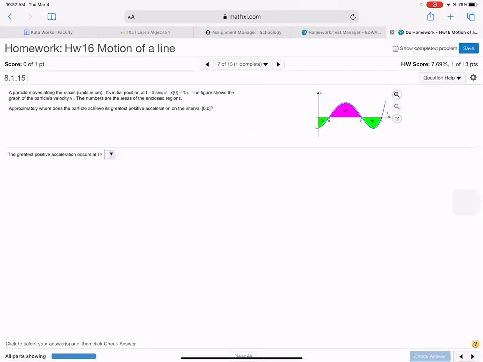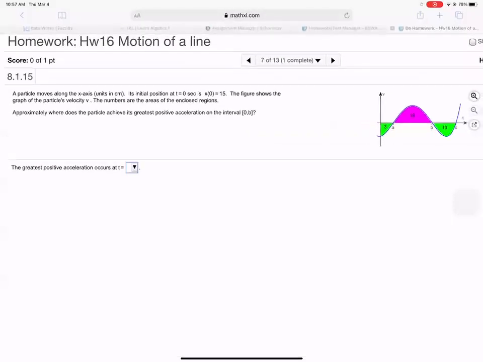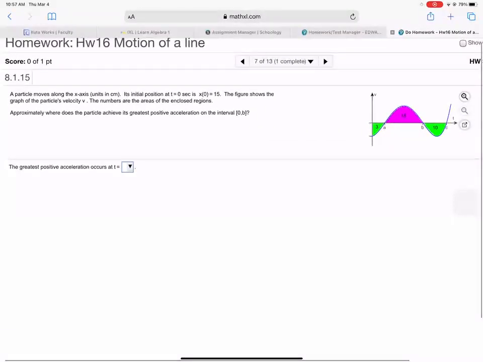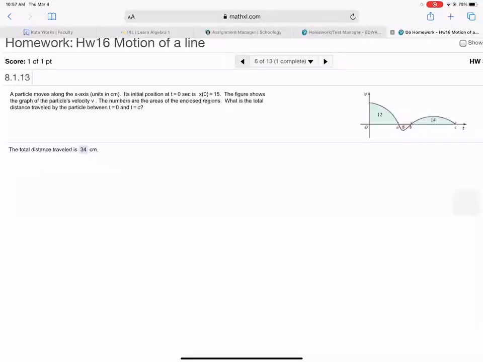Remember, it's always about what type of question they're asking: displacement or total distance. So let's look at this question. It's very similar to that. No, this is a different question. Okay, let's go back to that last question, actually.